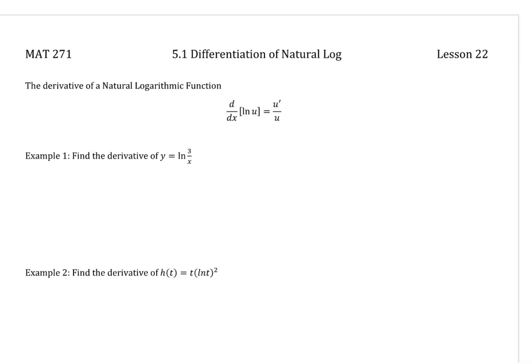Hey everybody, lesson 22 is all about finding the derivatives of natural log functions. We started this briefly in class sometime last week, but I'm just going to go over all of it again.